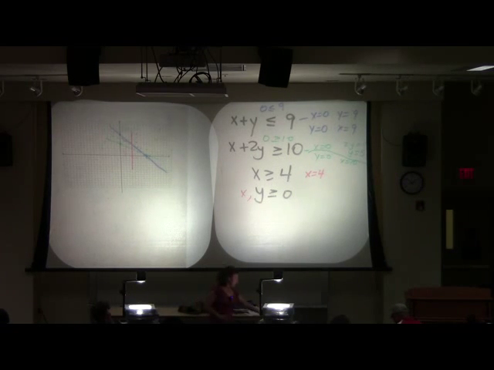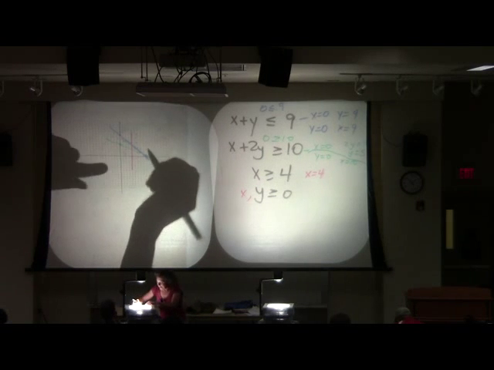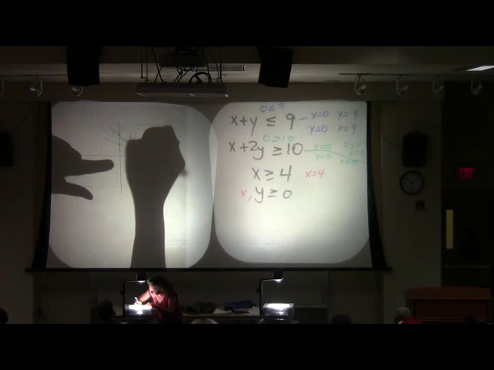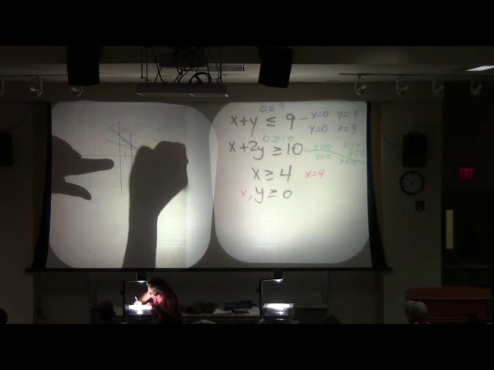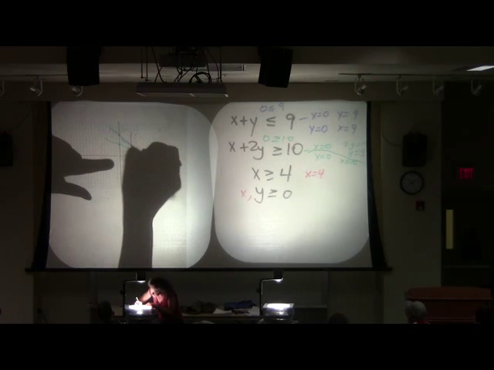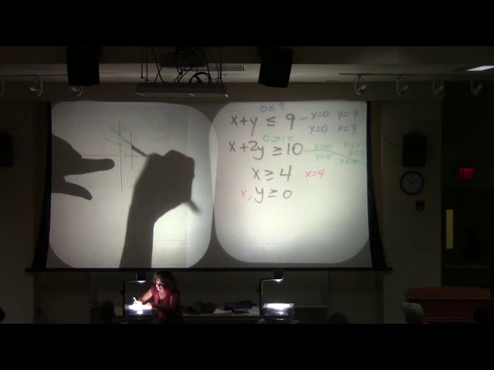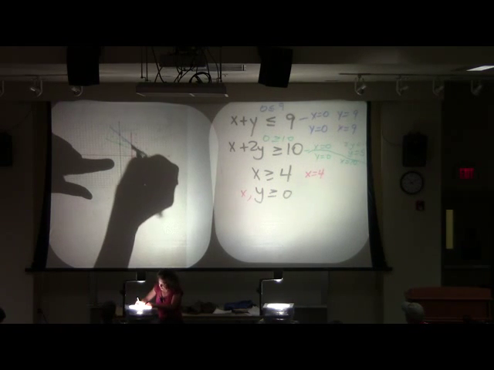Okay. So, now what I want to know is number 1, where is my bounded region? And number 2, what are my corner points? Well, I claim that my bounded region is right in here. Isn't that where I shaded? It's a triangle too. Isn't that where I shaded all 3 colors?